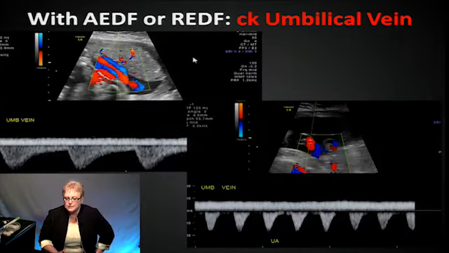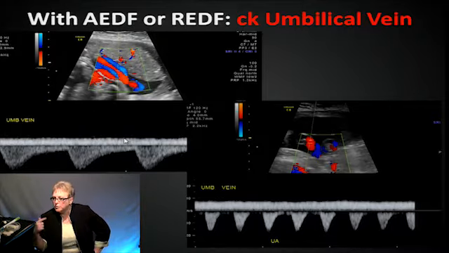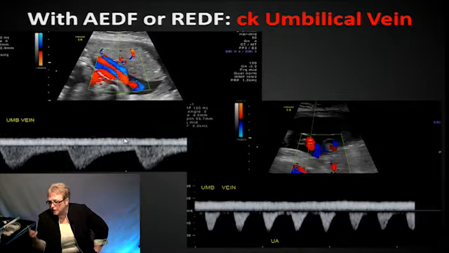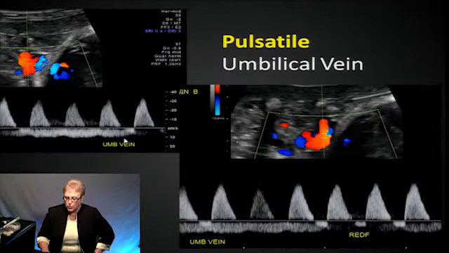Anytime you have absent or reverse end diastolic flow, remember to check the umbilical vein. Normally, you should have good, steady flow in the umbilical vein. And also with the umbilical arteries, there's 2 arteries, so make sure you look at both arteries. If one is abnormal, check the other one. Sometimes the other one has a little bit better flow, and that changes. So you're taking an average of the measurements in the 2 arteries. So make sure you look at both arteries.